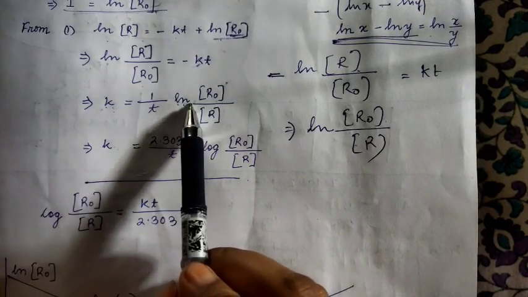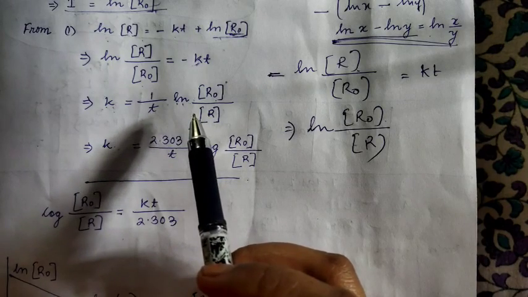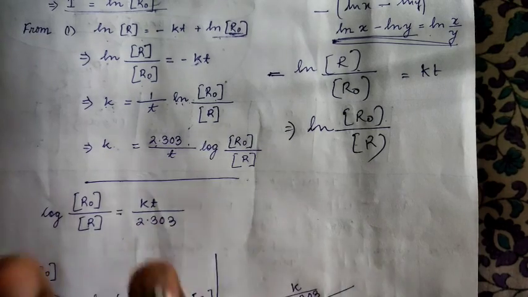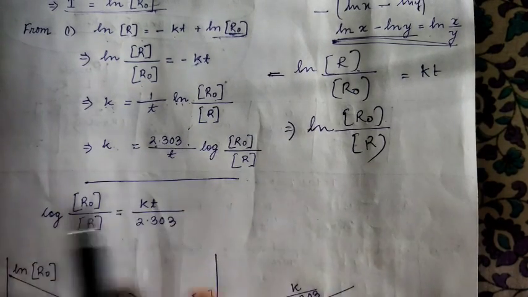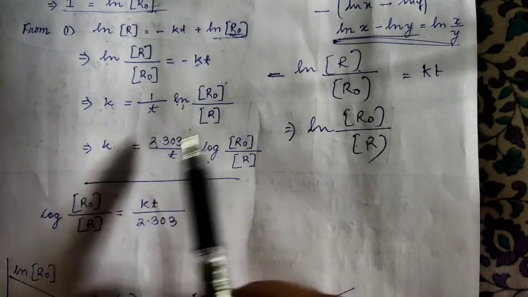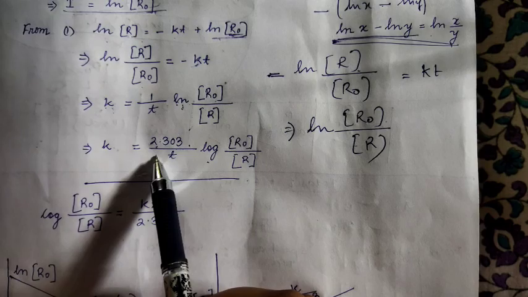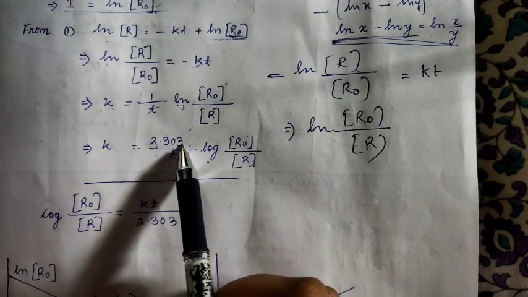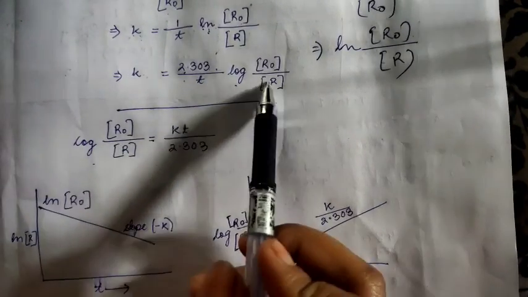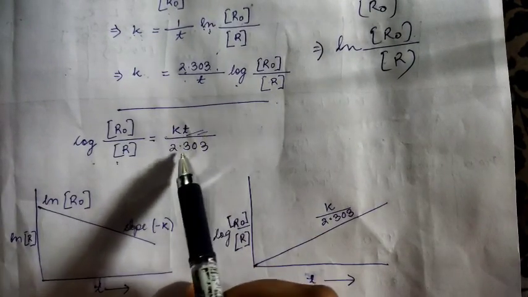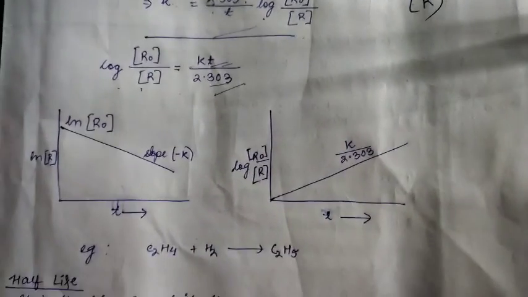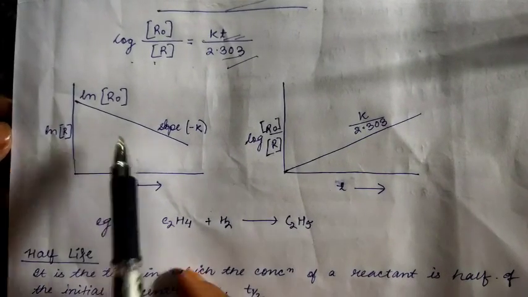Next, in order to convert ln to log, the conversion factor is 2.303. You already know these things, so I am not going into details. When ln is converted to log, you have to multiply by one conversion term, that is 2.303. Next, all the things are the same. So you will get log of R naught by R is equal to kt by 2.303. You can leave it here or here, your wish.